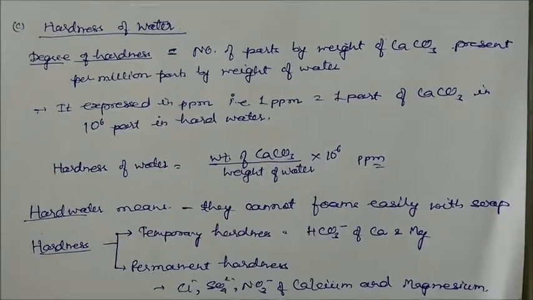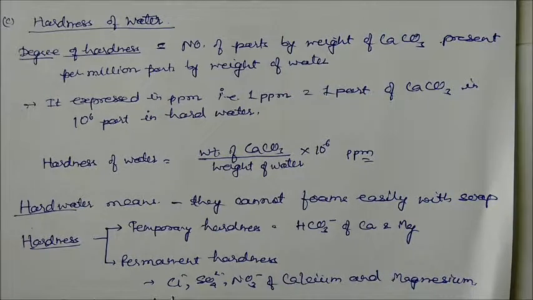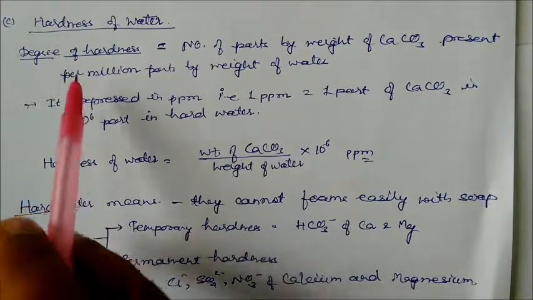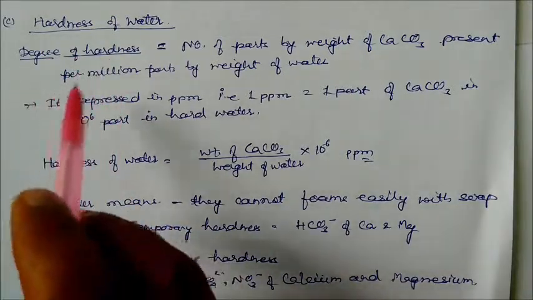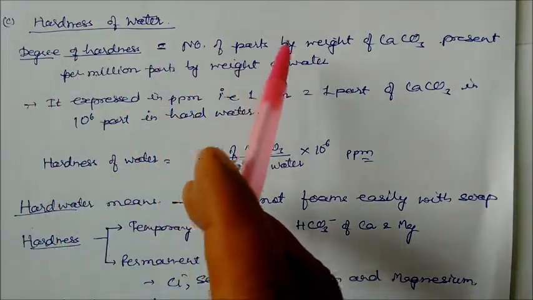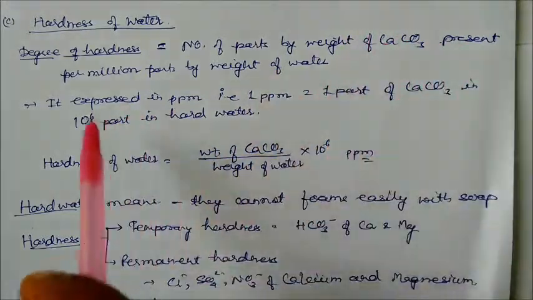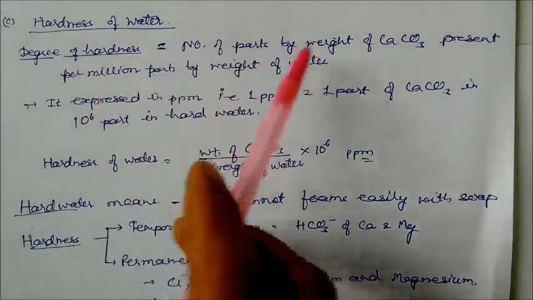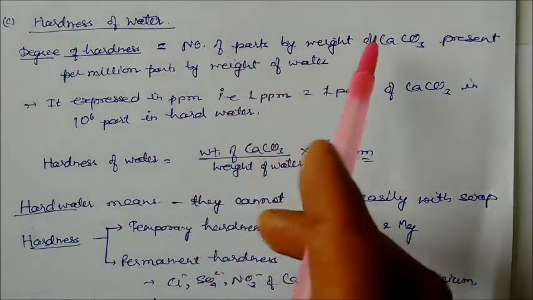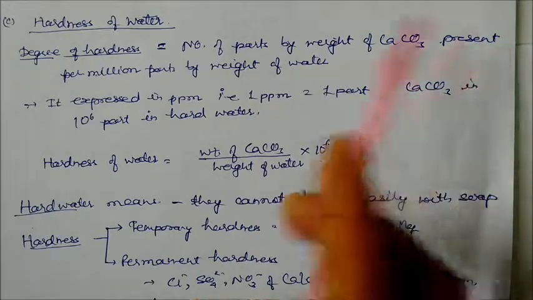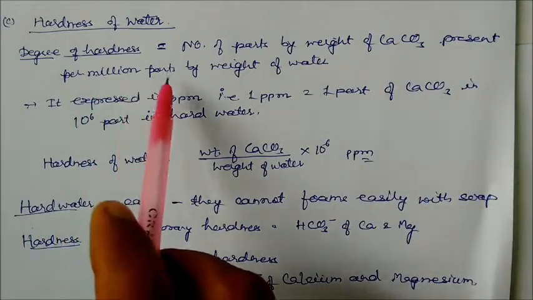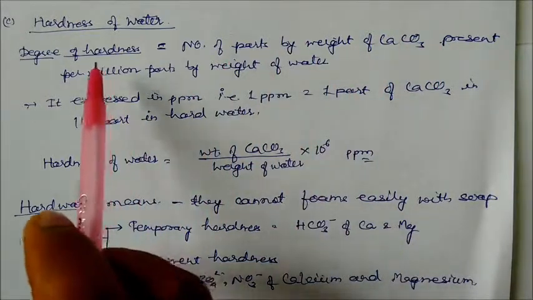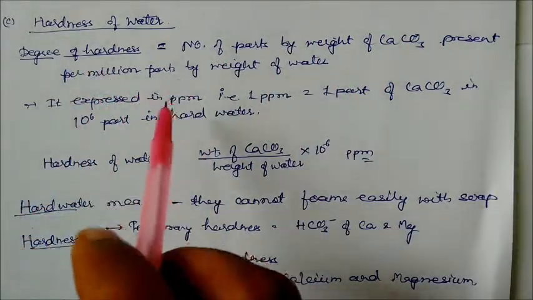Now our next topic is hardness of water. What is hardness of water? Hardness of water is actually expressed as degree of hardness. First understand what degree of hardness is. It is the number of parts by weight of calcium carbonate present per million parts by weight of water. So in 10 to the power 6 parts of water, whatever parts by weight of calcium carbonate are present is called the degree of hardness. It is expressed in ppm.